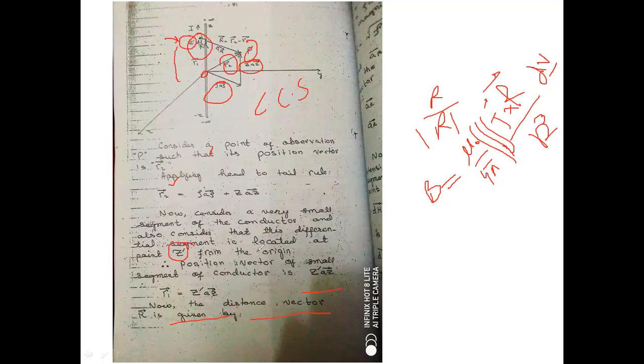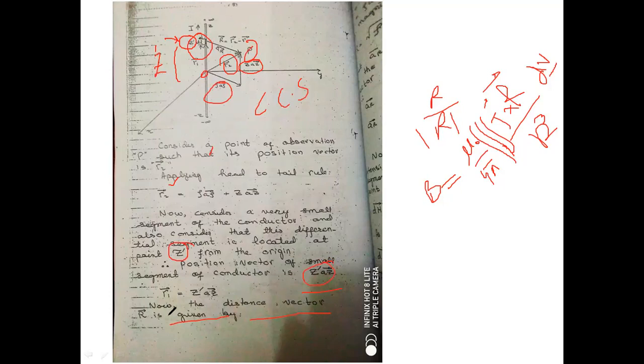So don't confuse z with z dash. z is the height of the point of observation, and z dash is the height of the filament, the small segment of the current carrying conductor. So the position vector of the small segment of the conductor is z dash a_z, so R1 will be equal to z dash a_z.